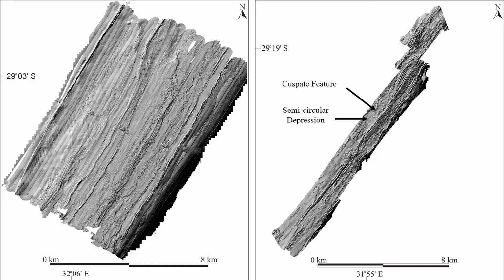Then, in the southern block to the right, we see a cuspate feature separating semicircular depressions on either side. These are formed when a barrier progrades in a specific region and basically segments a lagoon, leaving an adjacent semicircular depression.